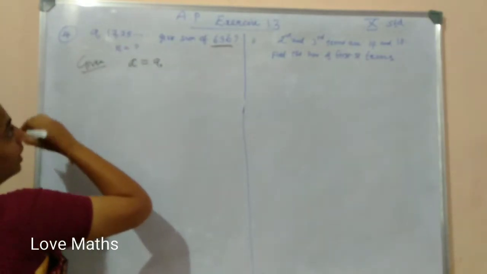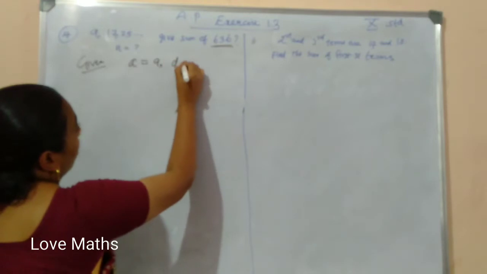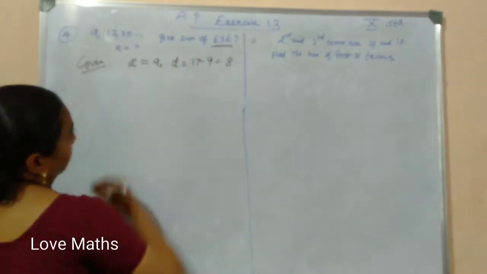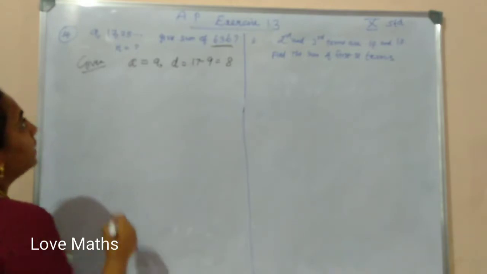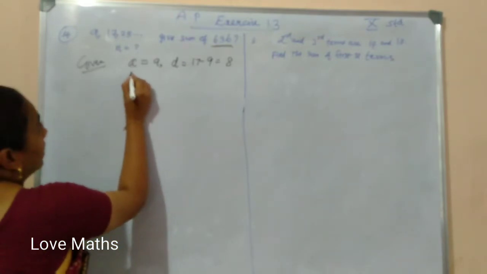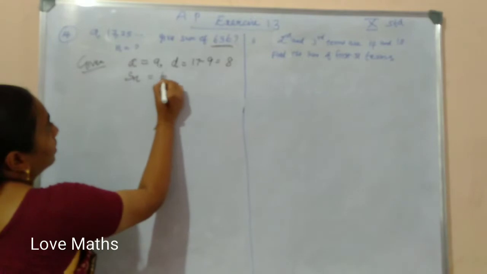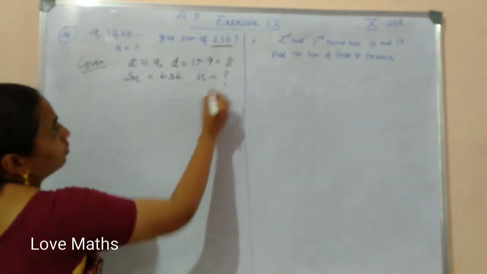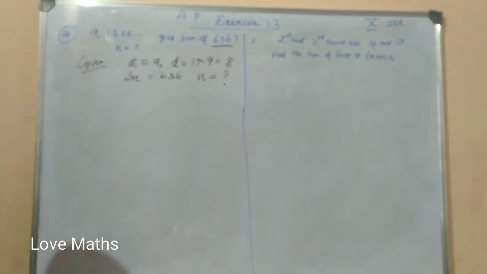9. Next, d means common difference, second term minus first term. That is 8. Next, Sn, the sum of all the terms, is 336. You should find the n value. How to find the n value? n is equal to l minus a by d plus 1, that formula is there.